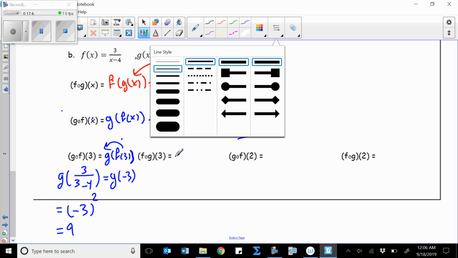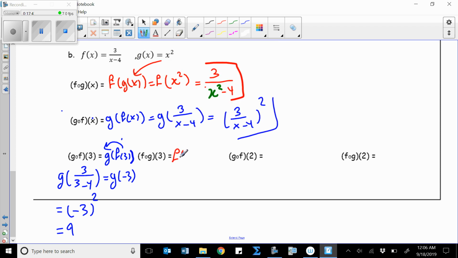Let's go to the next one. f of g of x, f of g of 3. So we're going to go from inside to the outside. It means we do g of 3 first. So I'm going to keep f outside.